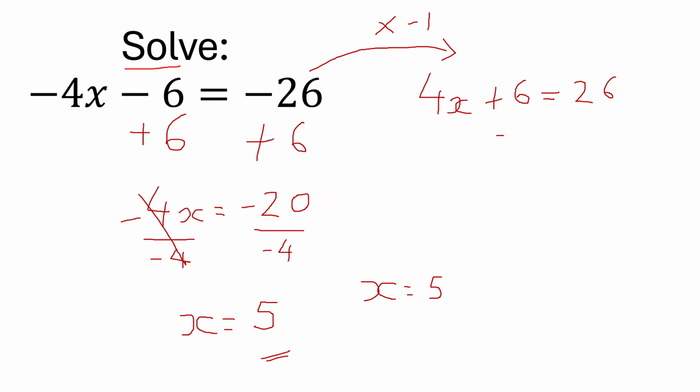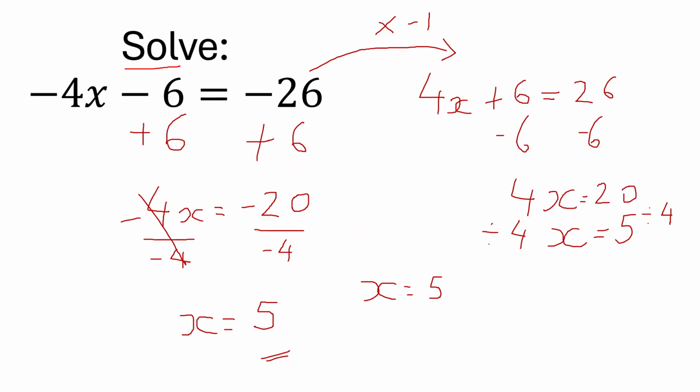And then we'll subtract 6 on both sides. So we have 4x is equal to 20, and then divide through by 4 on both sides. We get x is equal to 5. If you're not happy with your negatives, you've got to be very careful. So you multiply everything, each term, by minus 1 or negative 1, and that will change the sign from a negative to a positive and a positive to a negative, vice versa.